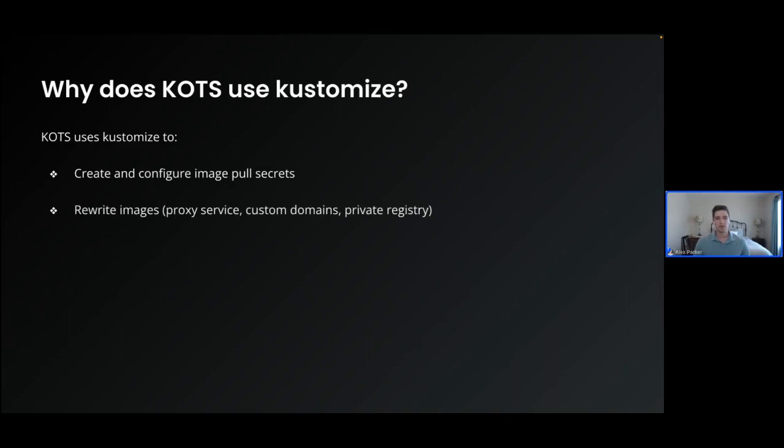It also is used to rewrite image names. So, your manifests are going to have your image names in them. Those might be to private registries that you're using. And KOTS will rewrite those images to use the proxy service or to use the customer's private registry that they have configured. Or if you're using custom domains, which is a newer feature that we have, it's going to rewrite those image names to use a custom domain as well.